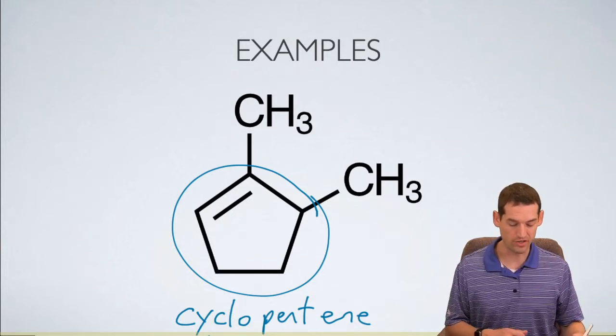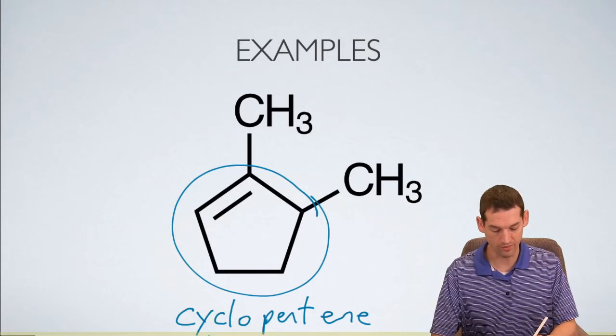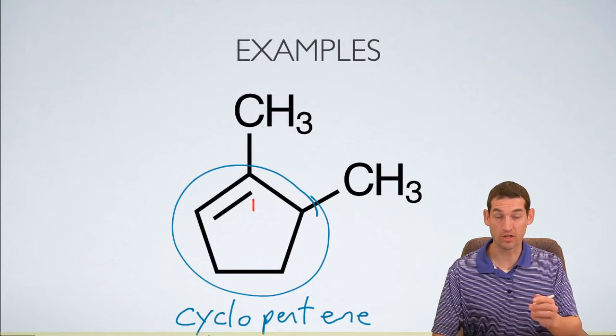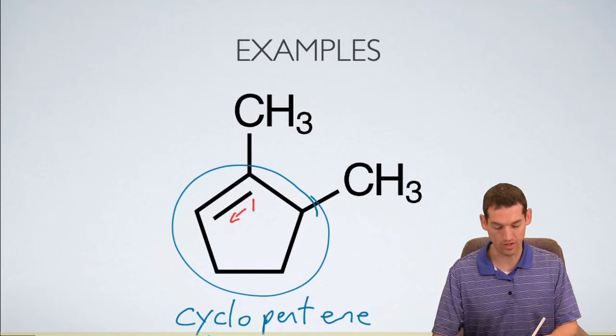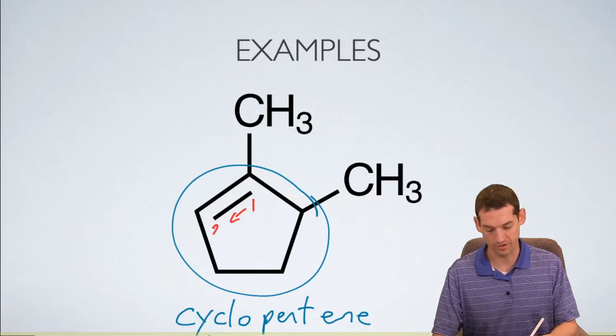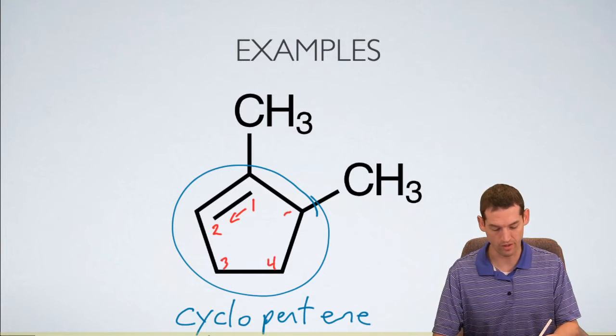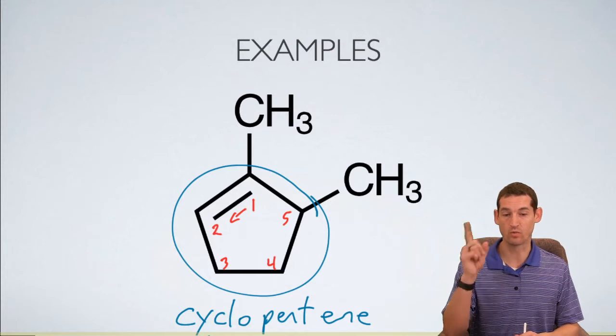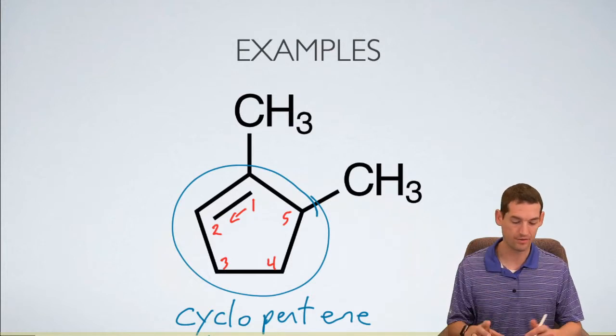So if I started to number, for example, from here, the beginning of the double bond will be carbon 1, so I have to go this way. If I start with 1 there, this will be 2, 3, 4, and 5. That means my 2 branches will be on carbon 1 and carbon 5.